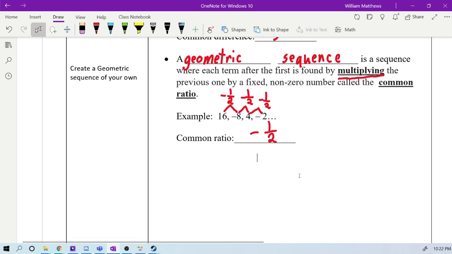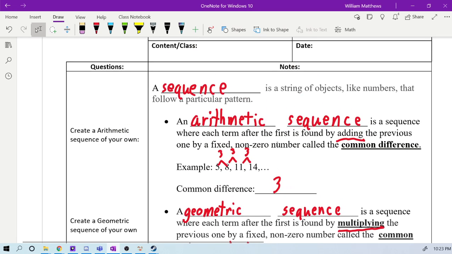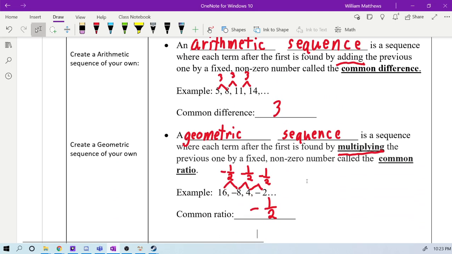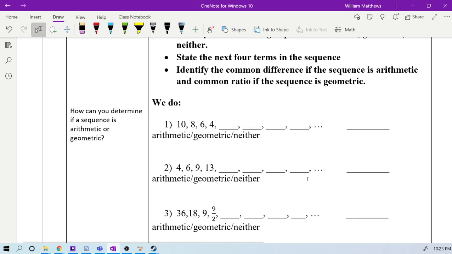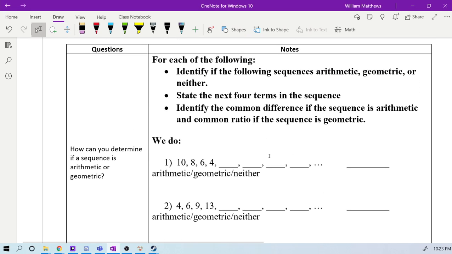Now, with these two special sequences, we can start looking at sequences of numbers and trying to figure out if they fall in line with either one of these, where we add a fixed number or where we multiply by a fixed number. For the problems we do, it asks us, for each of the following, to identify if the sequence is arithmetic, geometric, or neither. There are plenty of other sequences out there. We're just focusing on these two, or if it is something else, possibly something else. State the next 4 terms in the sequence. So we're going to continue whatever sequence we have. And then we want to identify the common difference if the sequence is arithmetic, or the common ratio if the sequence is geometric.